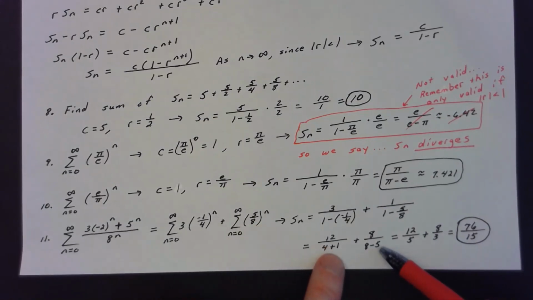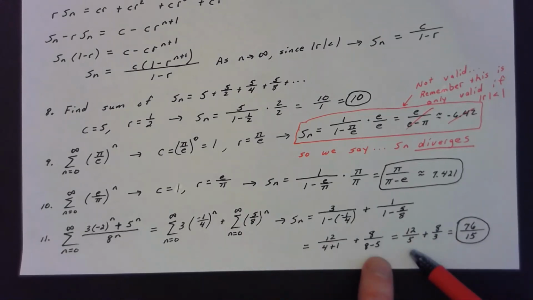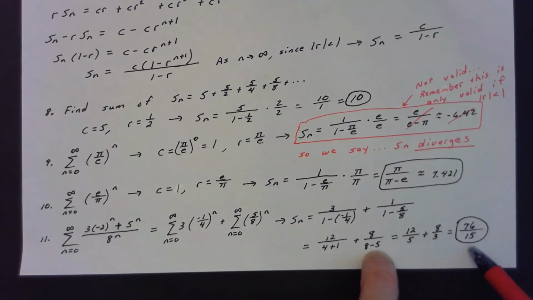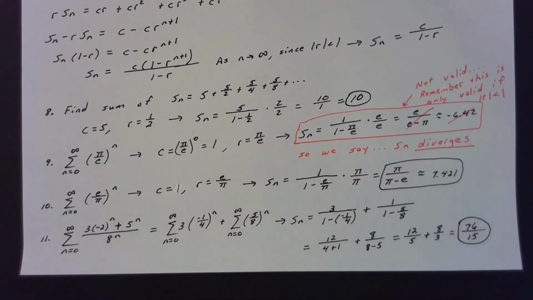So my first one is going to be 12 fifths. My second one is going to be plus 8 thirds. 12 fifths plus 8 thirds gave me 76 over 15. So I can say this glorious series that goes to infinity of the sum of these two geometric series within has a sum of a rather small value, like that's what, 5 and 1/15, a little bit greater than 5, like 5.06 repeating, 76 over 15.